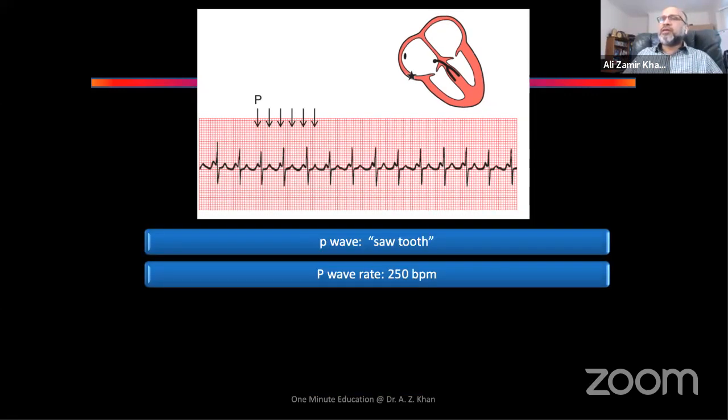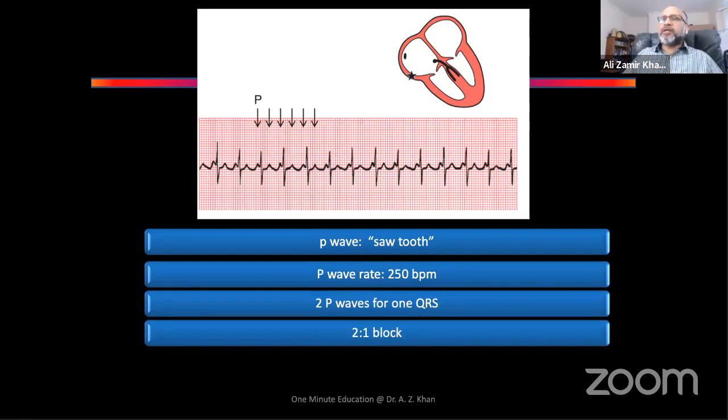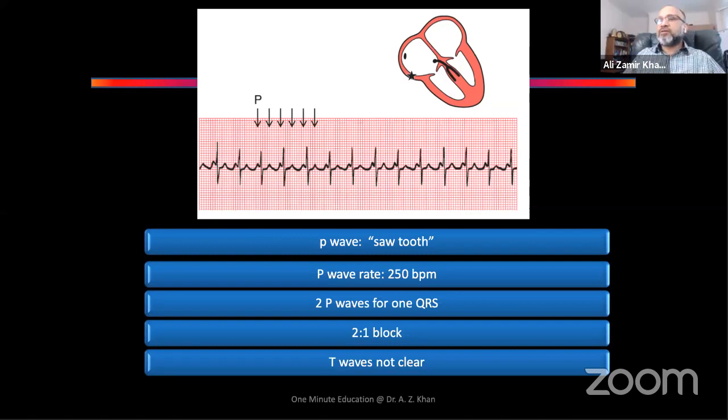Sharp teeth with the separate QRS, so the P wave rate is separate, the QRS rate is separate. And if you calculate the QRS versus the P rate, it will turn out to be a 2:1 block. And this is a classical atrial flutter, okay?